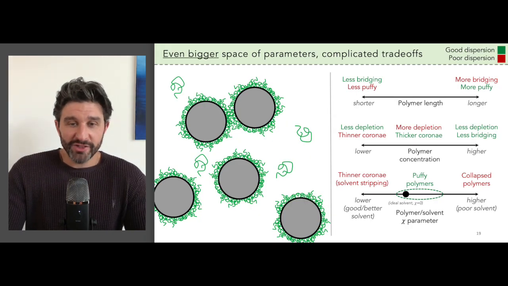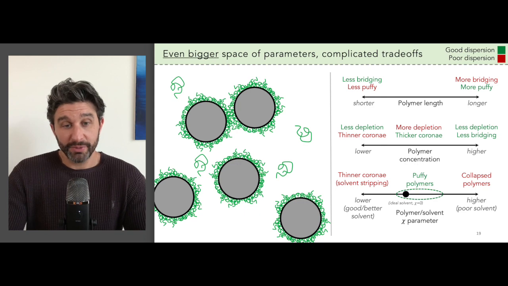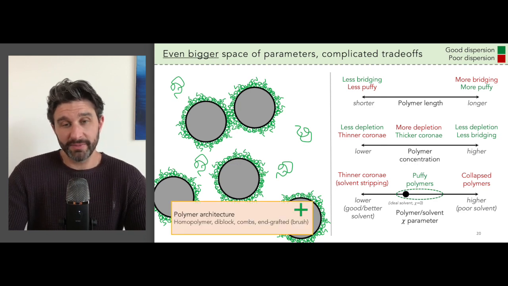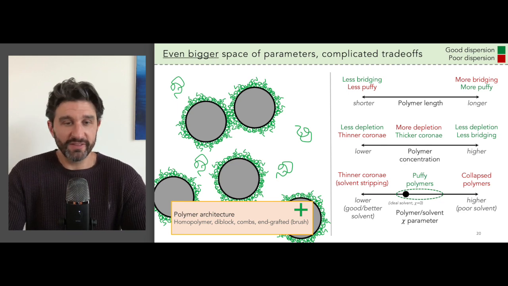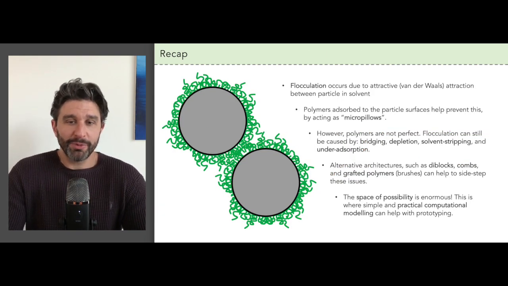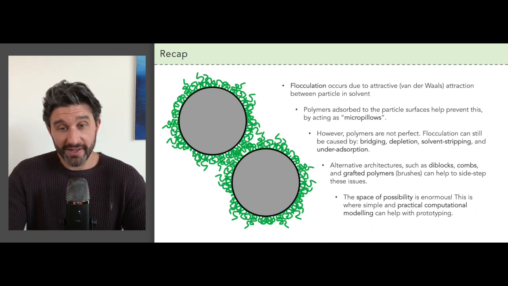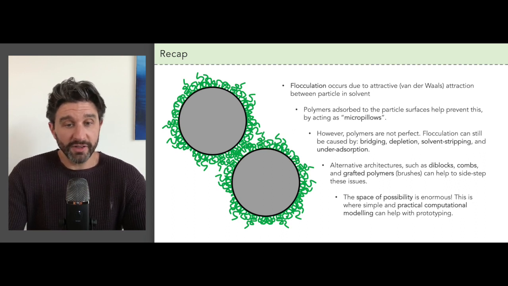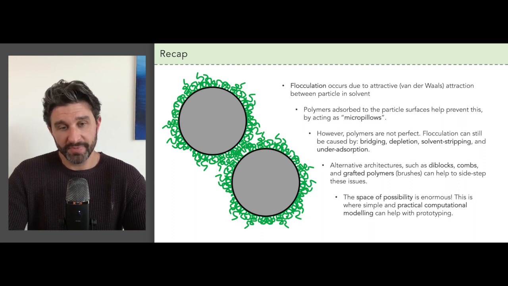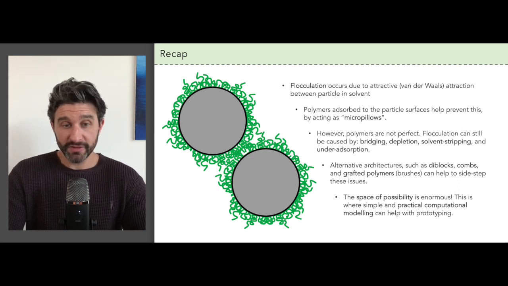All right, so if we go back to our space of parameters and trade-offs, we now have an even bigger space of possibilities because we add in the polymer architecture as a fourth parameter. This is tough stuff. So let's recap where we've gotten so far. Particles, when they're in a solvent, tend to cluster and flocculate due to the van der Waals interactions. The primary way to fight this is to add polymers into the solvent, and then these polymers like to adsorb to the particle surfaces to form coronae. These coronae act like micropillows and effectively block the attraction between the particles.